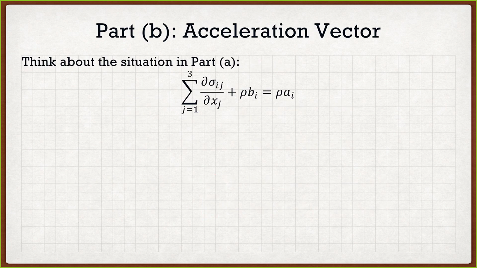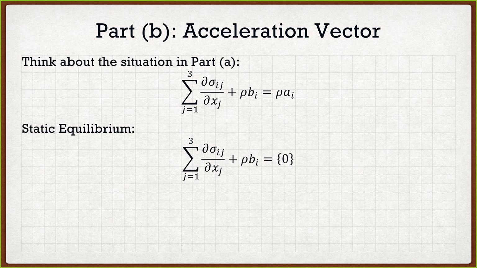Part B is kind of a trolley question. It's kind of silly. So in component form, this is what our equilibrium equations look like. And we said for part A, we had static equilibrium. Basically, everything on the left is equal to 0. Now, part B wants kind of the opposite case. Part B said it's not static, so there's acceleration, but now our body force is equal to 0.